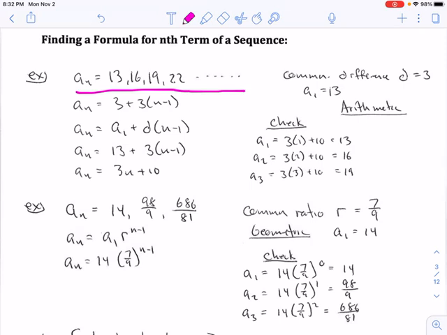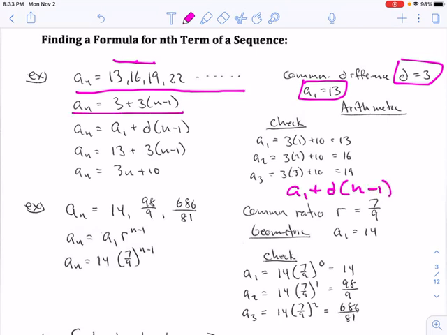So in this particular case, I notice that there's a common difference between each term. 16 minus 13 is 3. 19 minus 16 is 3. So clearly, this is arithmetic, where d is equal to 3, and the first term is 13. So we just plug that into the general formula for an arithmetic sequence, which again was a sub 1 plus d times n minus 1. And so we get this.